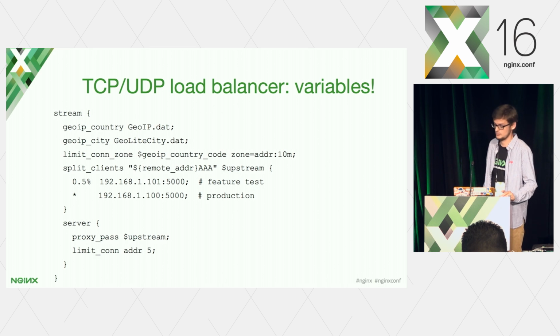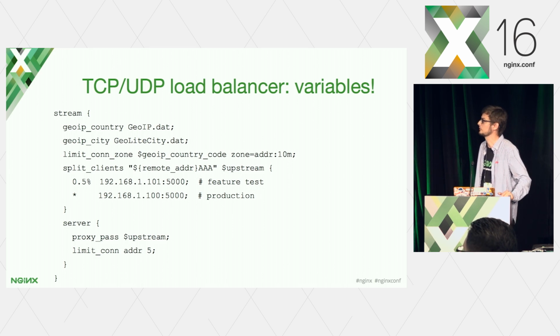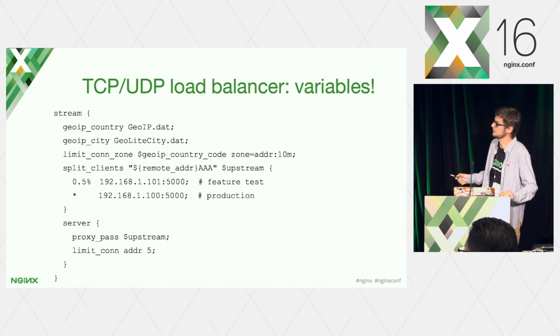All right, so another option to use the variables in the stream module in a TCP load balancer would be, as I've said before, to use GeoIP. From GeoIP, there will be variables populated by that module. You can use them in the limit_conn, or you can use them in the proxy_pass line. What I'm doing here is I'm splitting the clients based on their remote address. So half a percent of the connections will go to the feature tests backend, so we can see if our features are doing well there, and everything else will go to production.